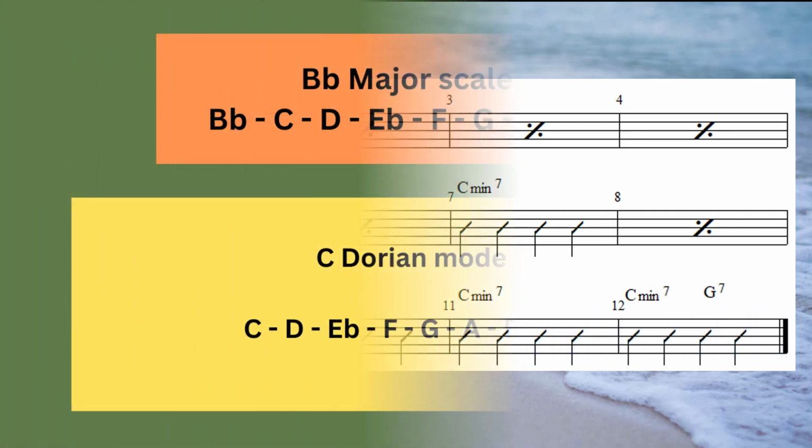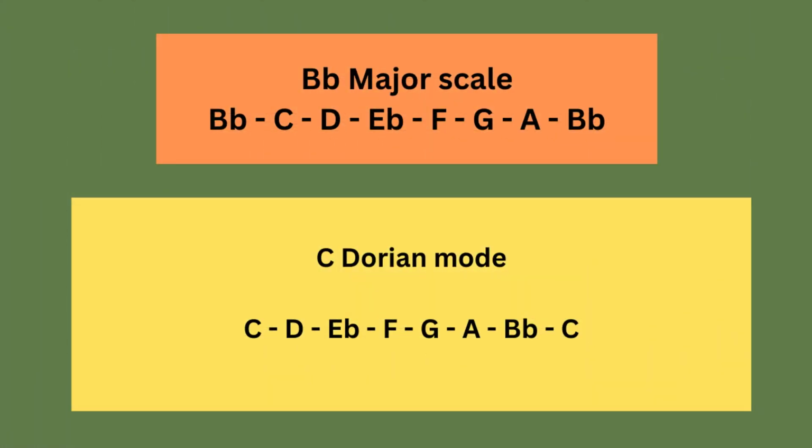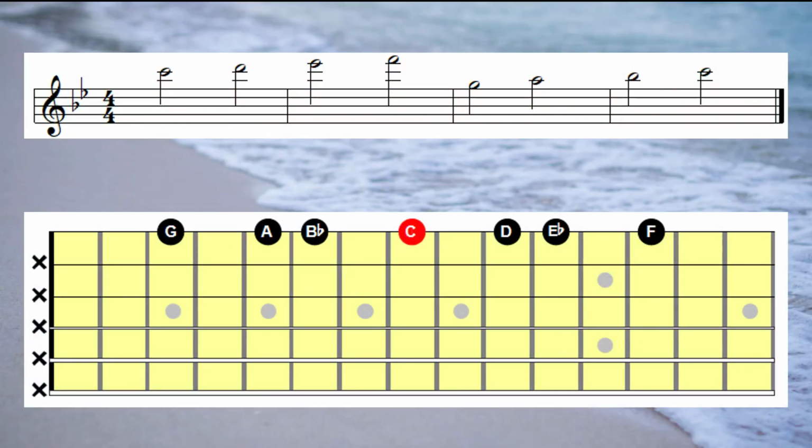In order to find the notes in the C Dorian mode, all we have to do is remember that C Dorian is the second mode of the key of B flat. Therefore, the notes in C Dorian will be C, D, E flat, F, G, A, B flat, C. Let's get started by playing this C Dorian mode on the first string of the guitar. Here we go.